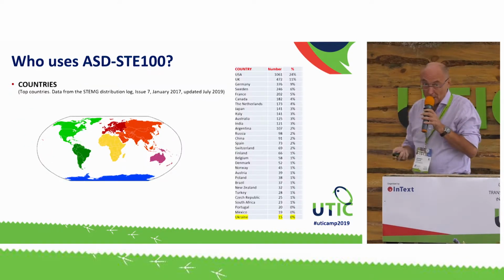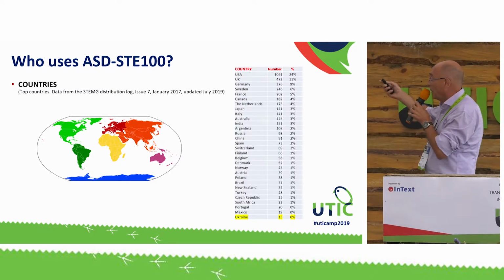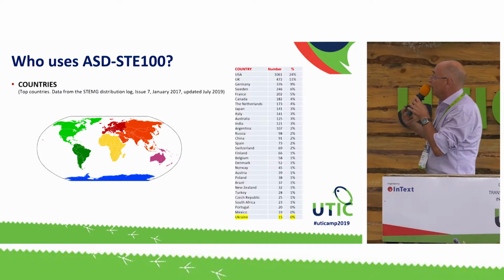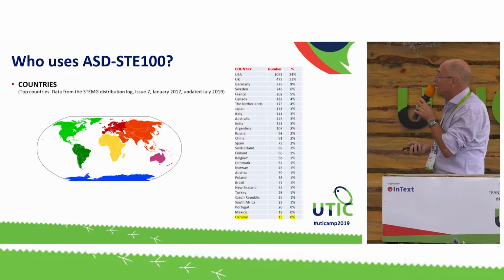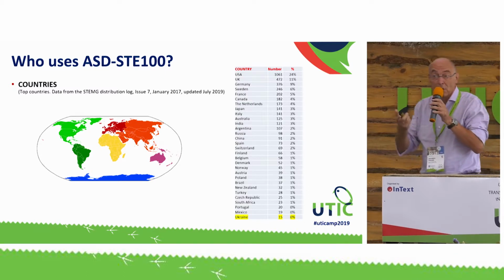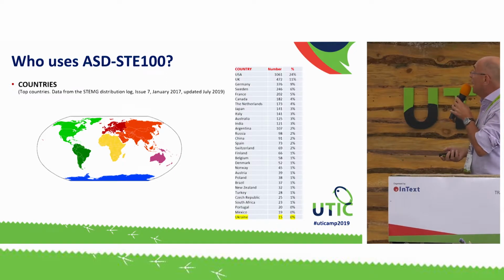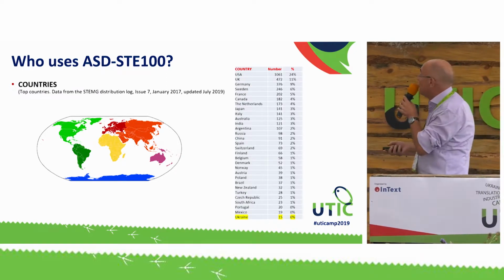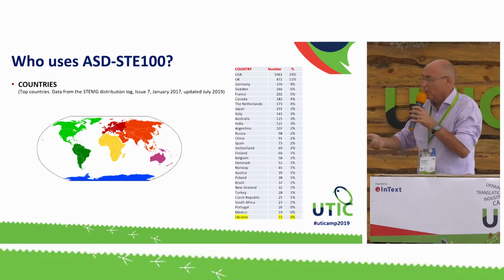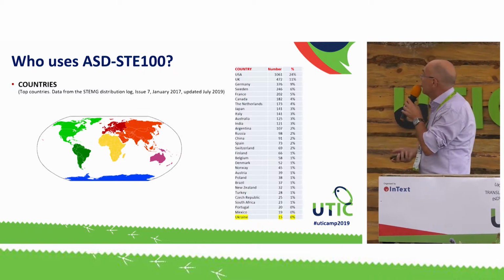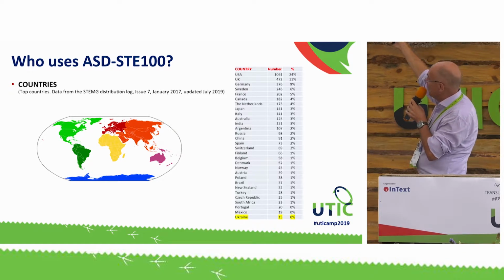And this is quite interesting because this is from the log of the STMG, and it is the distribution of Issue 7, which is the latest specification, which was released in January 2017. It was updated one week ago, in July, and you can see the percentage. This is the percentage and the number of copies.